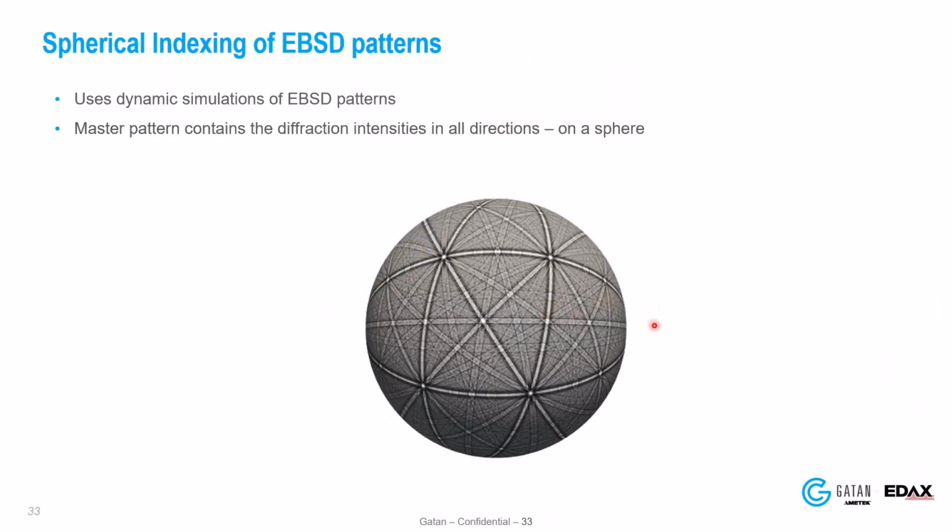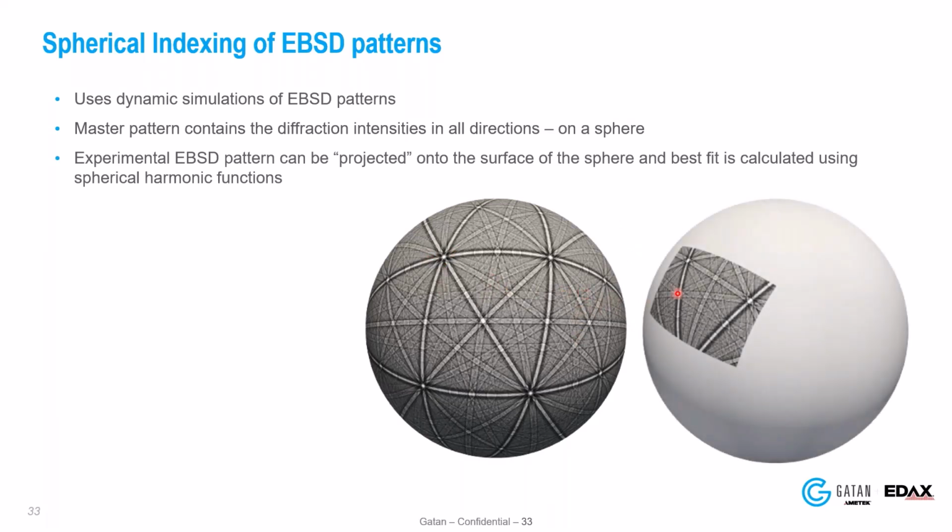Okay, so this is just a little bit of a schematic. So master pattern. We do this. We project our pattern onto the sphere. The best fit is done through spherical harmonic functions. So again, patterns are on a sphere, spherical harmonic functions, spherical indexing, if you're wondering where the name comes from.